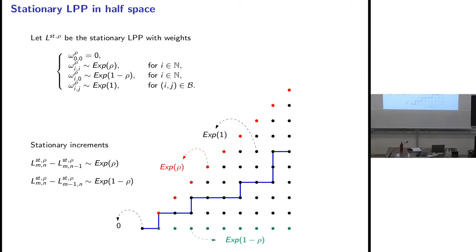The reason why we study this model is because if you look at the connection between this model and the totally asymmetric simple exclusion process, then in the TASEP picture, this configuration corresponds to having the occupation variables distributed as Bernoulli random variables of parameter rho, the density of particles.